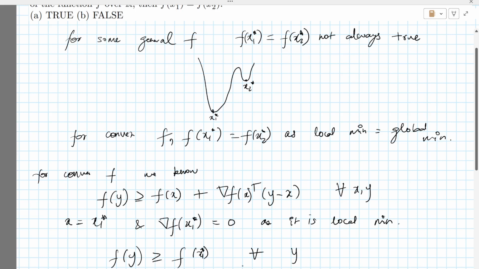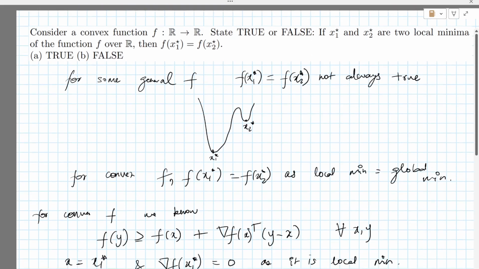which implies x1 star is a global min. Okay, so this will hold true for all local min. So all local min are global min. So that means the function value is the same. So this is true.